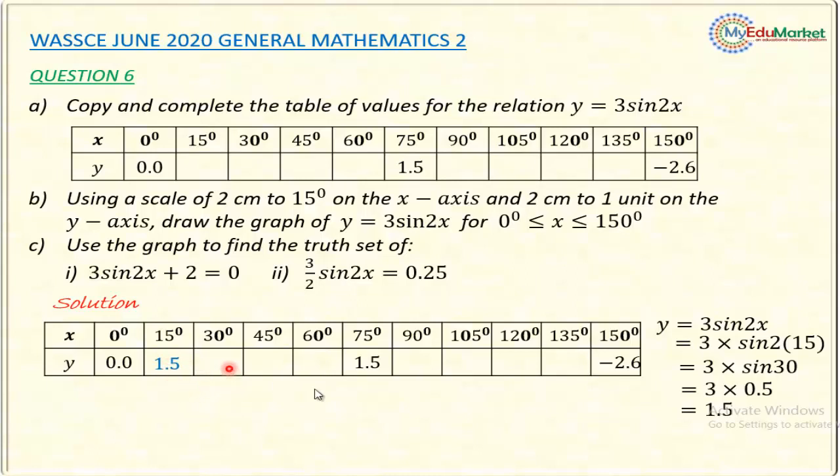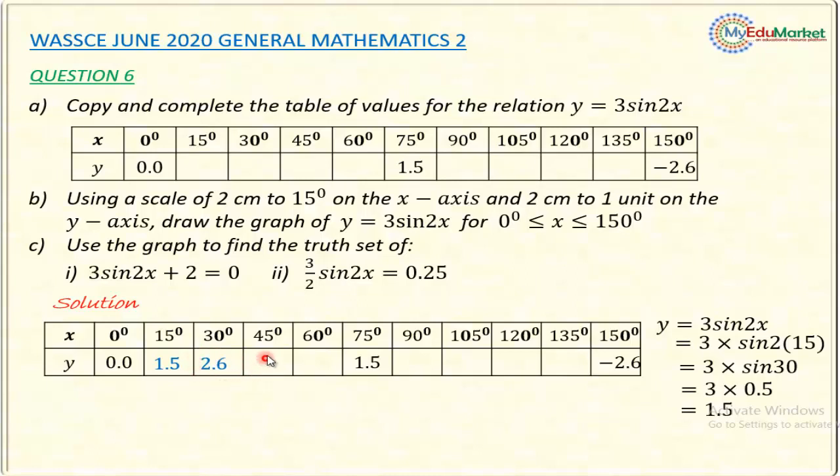I'll continue substituting x with different values here. The next will be to replace x by 30 degrees and find the corresponding value of y. Next, replace the x by 45 degrees, find the corresponding value of y, and so on. So after replacing x by 30, I'm going to have sine 60. Sine 60 is 0.866. 0.866 times 3 is going to give me 2.6. So when x is 30 degrees, y is going to be 2.6.